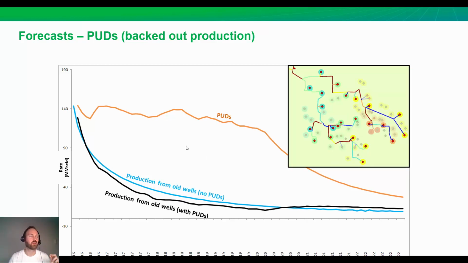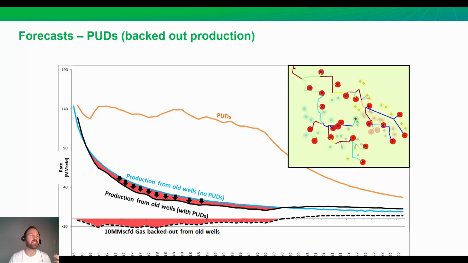So those old wells, instead of producing on the blue line, are actually going to produce at a lower rate because they're operating at a higher back pressure. So we can predict and quantify exactly how much production we're going to back out from those old wells if we don't plan our facilities better when we tie in the new ones. For me, this is a game changer, especially for unconventional wells.